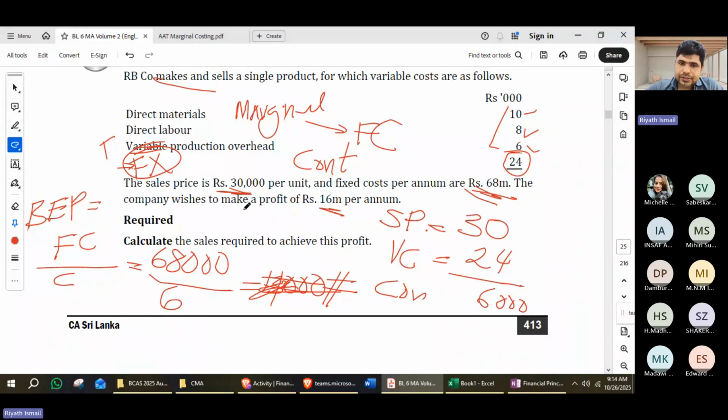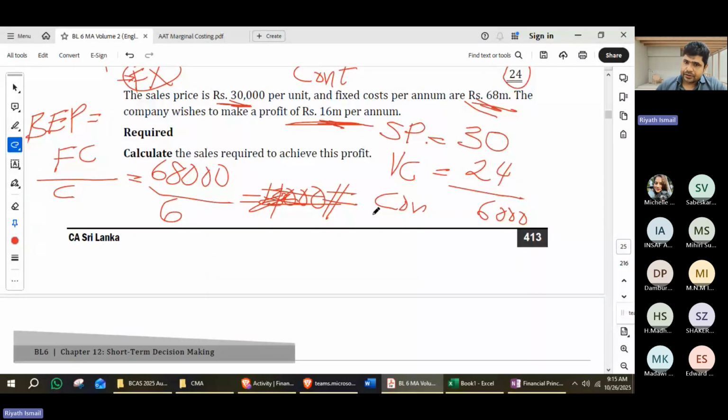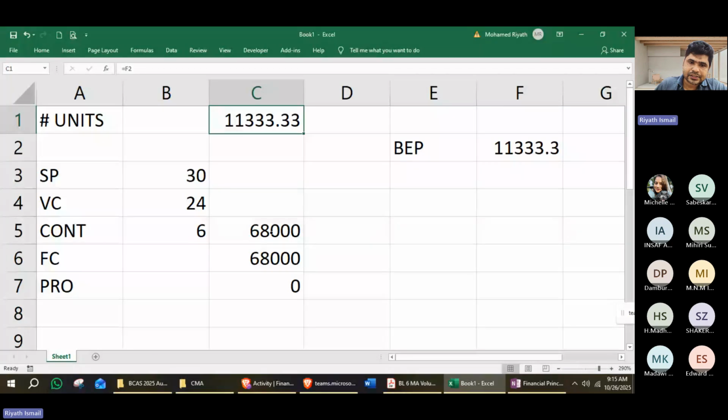Then the company wishes to make a profit of 16 million per annum. To achieve the break-even point, this means no profit, no loss. The company should cover fixed cost, right? If the company covers fixed cost, no profit, no loss. Here, this contribution covers its fixed cost. Here, no profit, no loss.